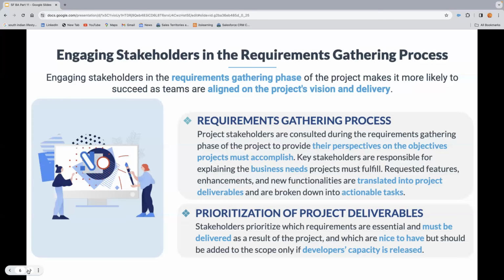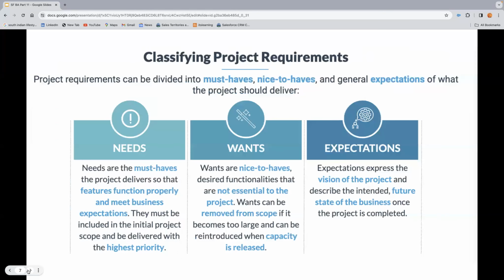Prioritization of a project's deliverables. Stakeholders prioritize which requirements are essential and must be delivered as a result of the project, and which are nice to have but should be added to scope only if developers' capacity is released. Classifying project requirements. Project requirements can be divided into must have, nice to have, and general expectations of what the project should deliver.